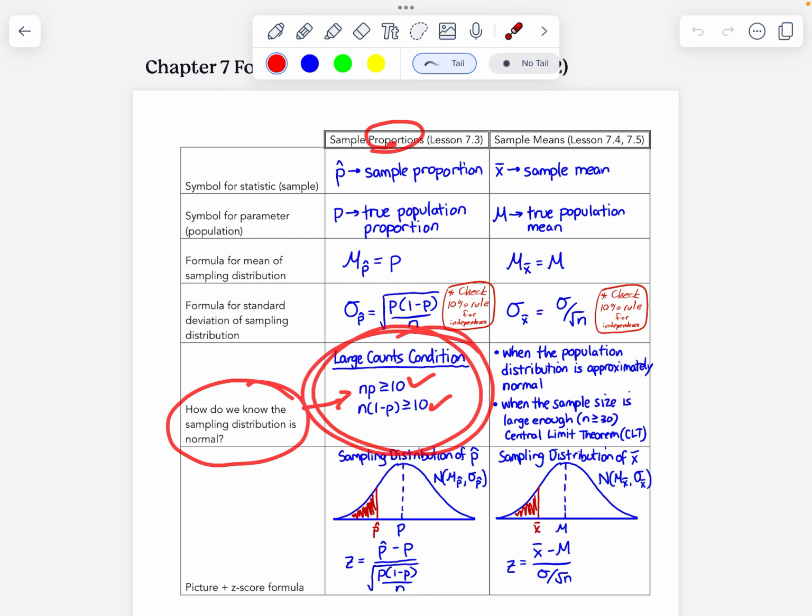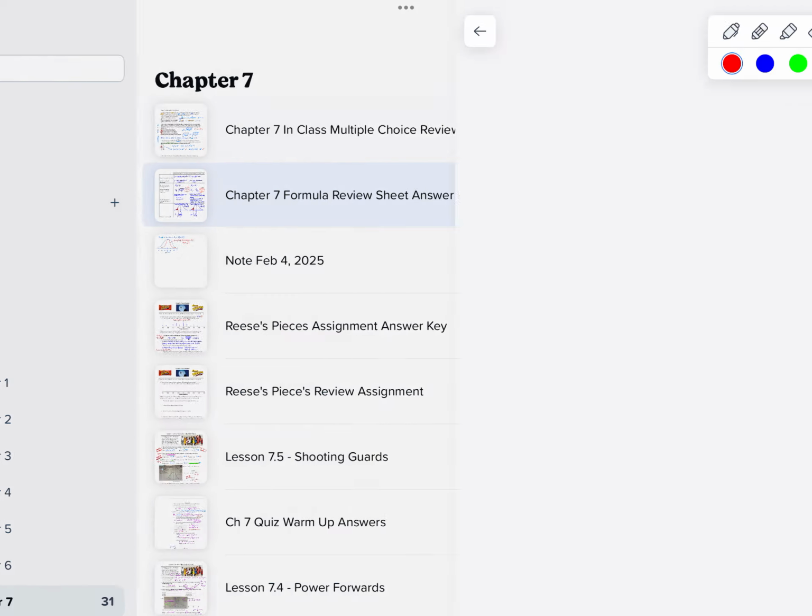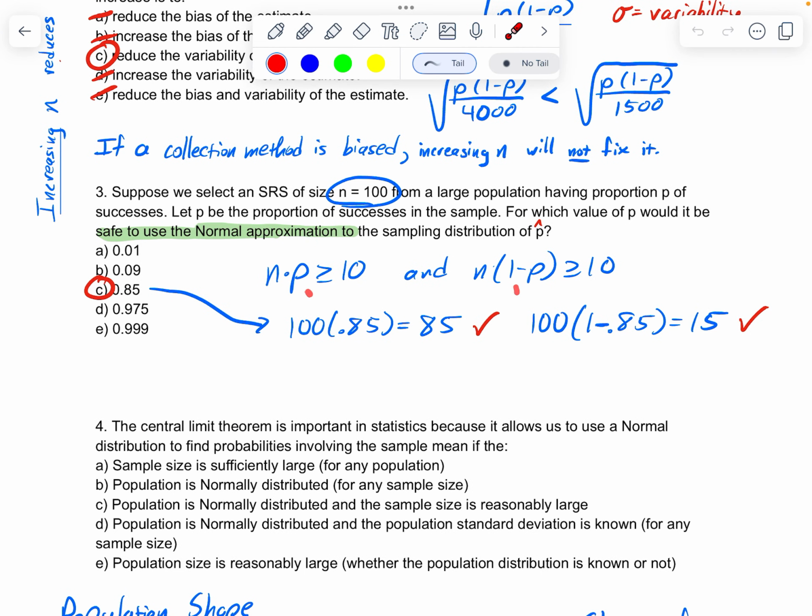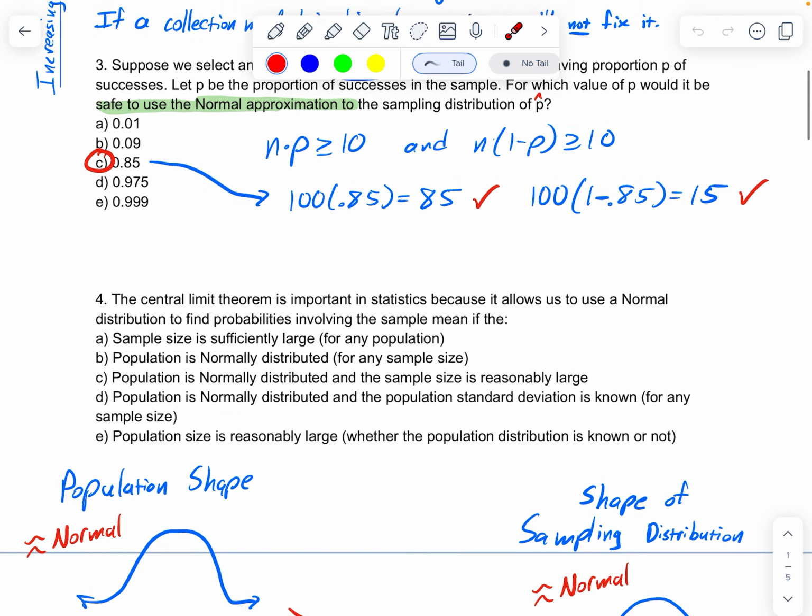Large counts. I need to do that formula on these options until I find the only one that gets 10 and 10. And the only one that works is when you have 85%. If you tried 1%, 9%, 97.5, or 99.9, it wouldn't work for both of these to be at least 10.